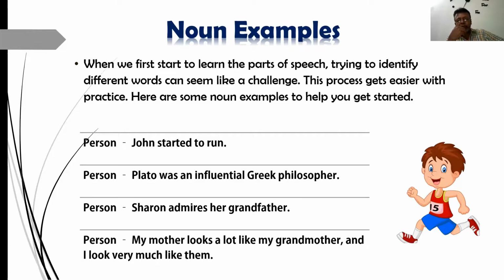Plato was an influential Greek philosopher. Who? Plato. And philosopher is also a name given to a person. Similarly, Sharon admires her grandfather. Who does she admire? Grandfather. So in both these cases, these are nouns, Sharon and grandfather. My mother looks a lot like my grandmother, and I look very much like them. So in this case, mother and grandmother, these are the two nouns.